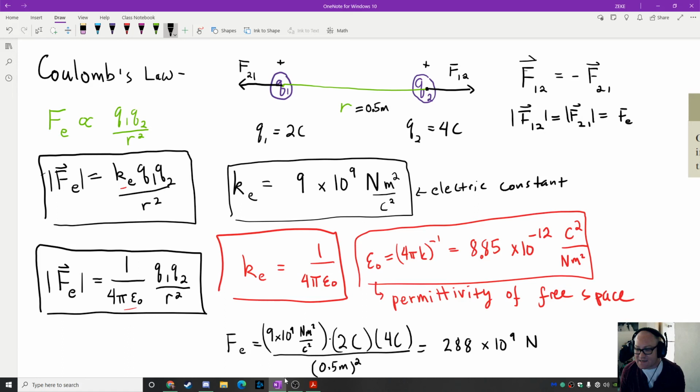But there's another thing that's playing into this, right? This number is gigantic. No matter what your charges are, and no matter what your distances are, you end up multiplying by 9 billion at the end. So as a result, normally what we'll be using are probably microcoulombs of charge, and the distances may be smaller.